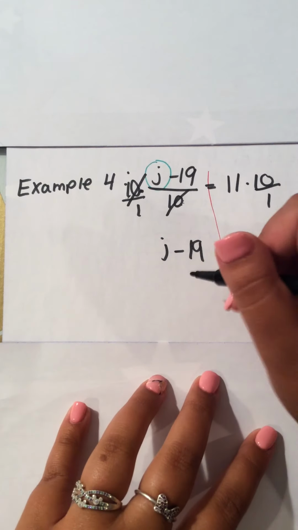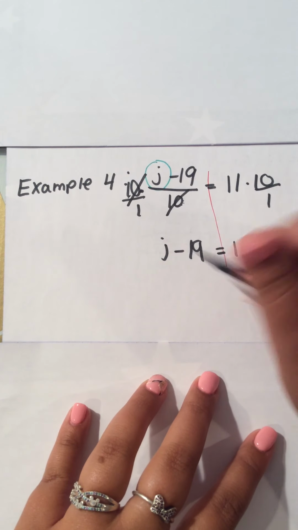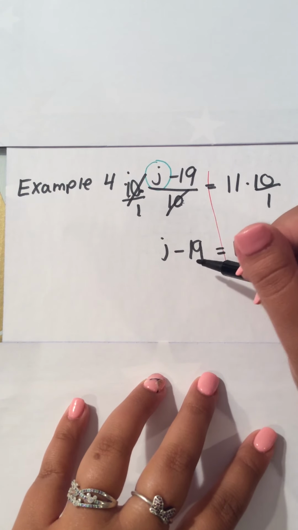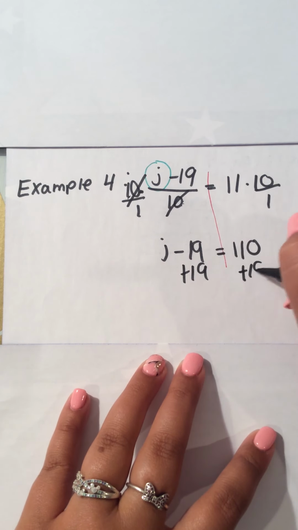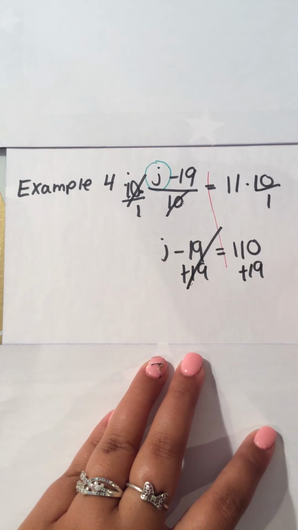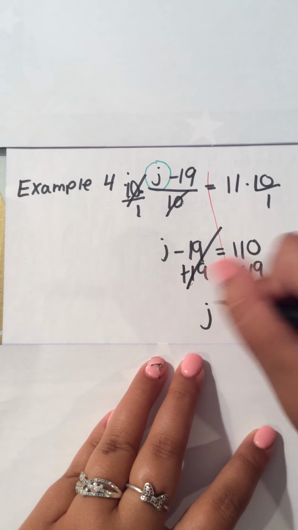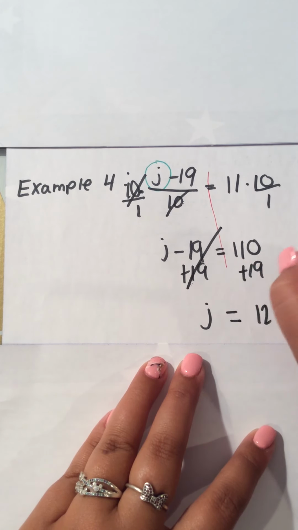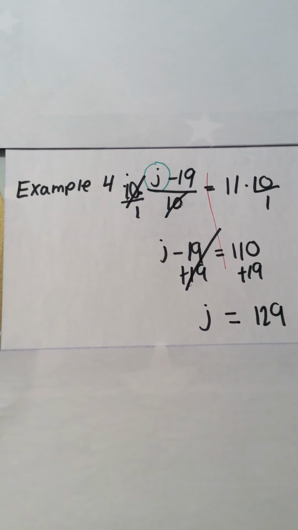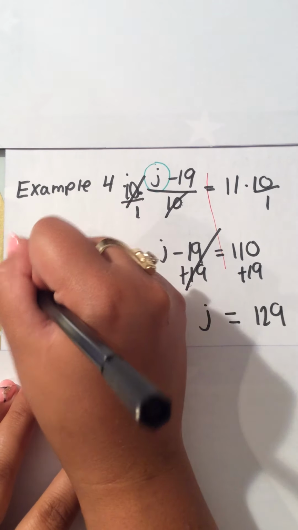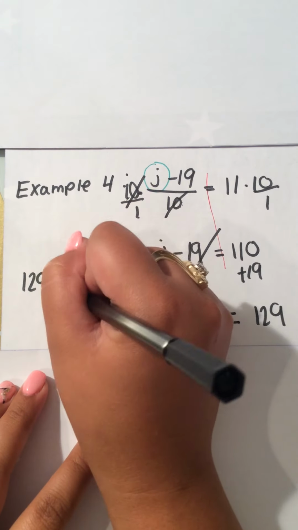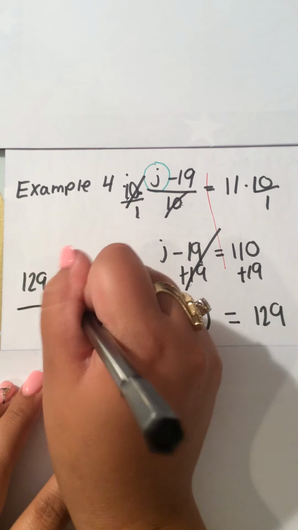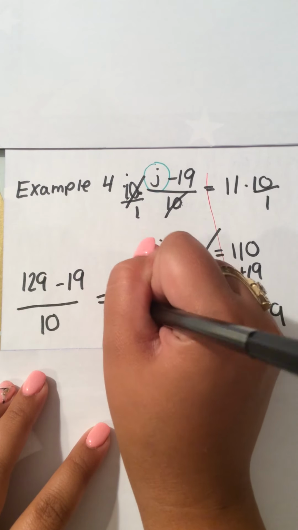Now here, I'm going to add 19 to both sides because this 19 has got to go. J needs to be by itself. Add 19 to both sides, add 19 to both sides. Right here, it goes bye-bye. So I'm just left with J, and J equals 129. Again, this is a multiplication division problem. Let's double check it. 129, so I'm substituting 129 in for J. Minus 19, all over 10. Does this equal 110?